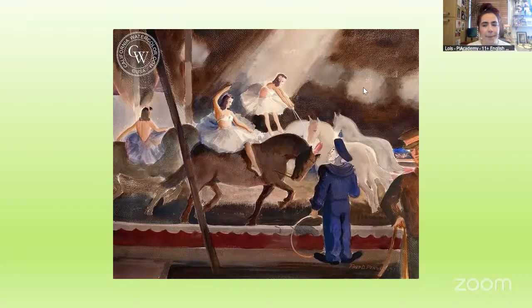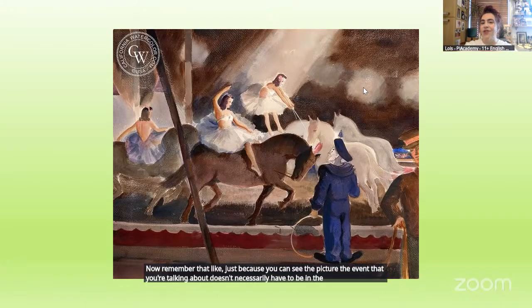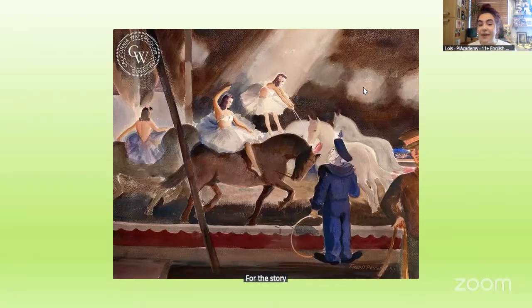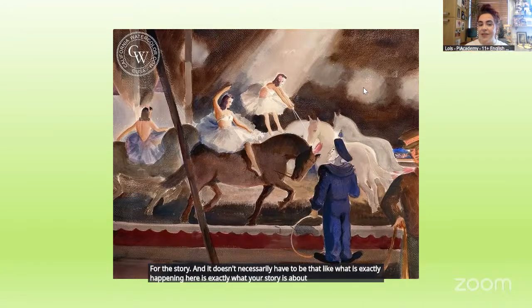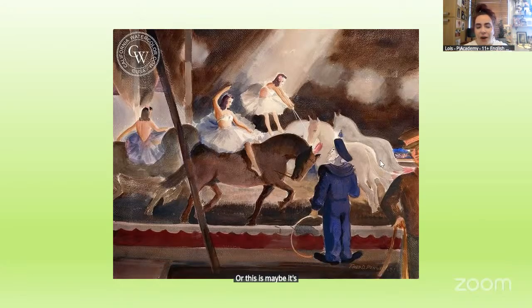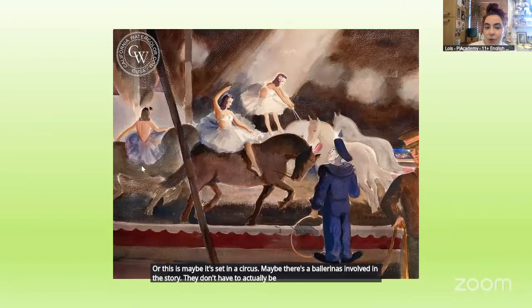Now, remember that just because you can see the picture, the event that you're talking about doesn't necessarily have to be in the picture. It could be that this is just the scene, the setting for the story. It doesn't have to be that exactly what is happening here is exactly what your story is about. It could just be the background for it. Or maybe it's set in a circus. Maybe there are ballerinas involved in the story, but they don't have to actually be doing exactly what they're doing here in your story. Okay, let's read some of these out.